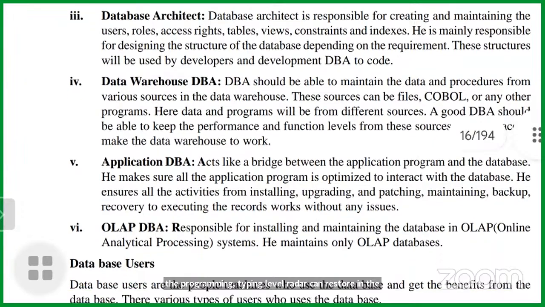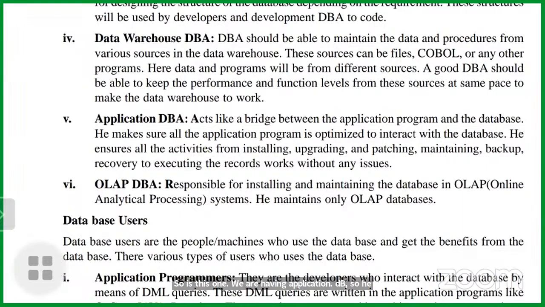Next we have the application DBA. The application DBA is like a bridge between the application program and the database. He develops all the application programs to interact with the database. If you want to interact with the database, we use application programs, and those are developed by this DBA. His activities also include installing, upgrading, patching, maintaining, backup, and recovery to execute the work without any issues. So he has this type of responsibility.